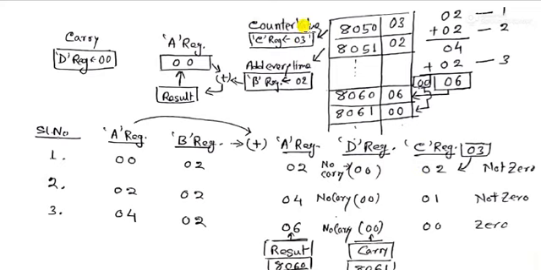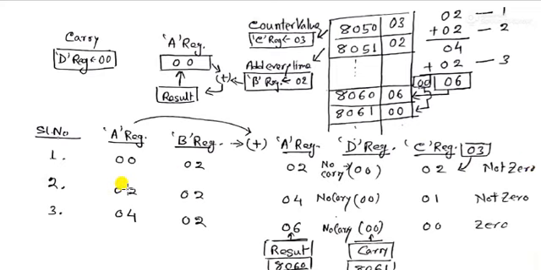What is the content of the C register? Previously 03. We decrement the content of the C register from 03 to 02, decrement by 1. And here we check if the number is 0. No, this number is not 0. Then the process will be repeated.